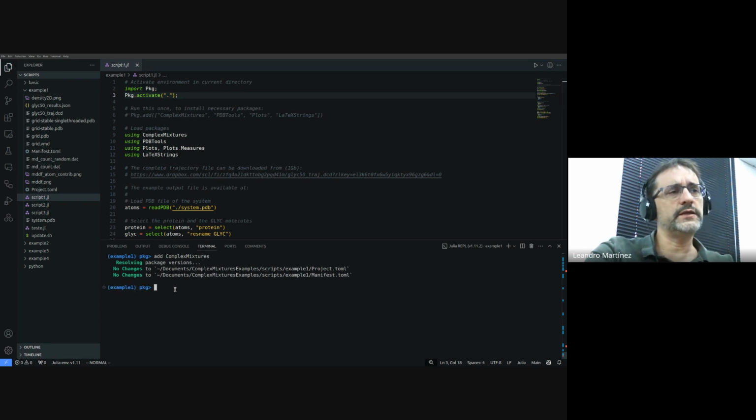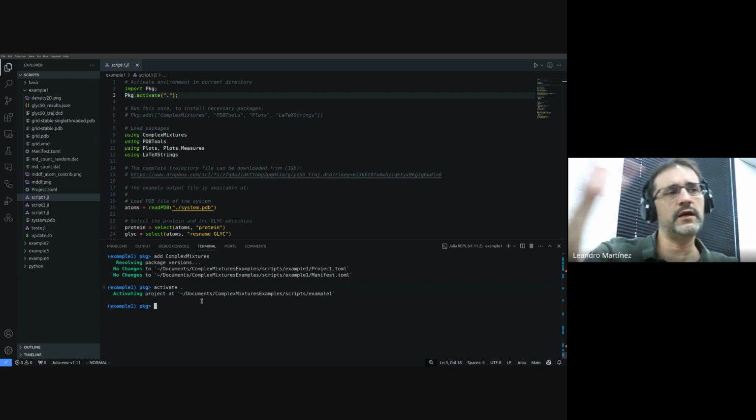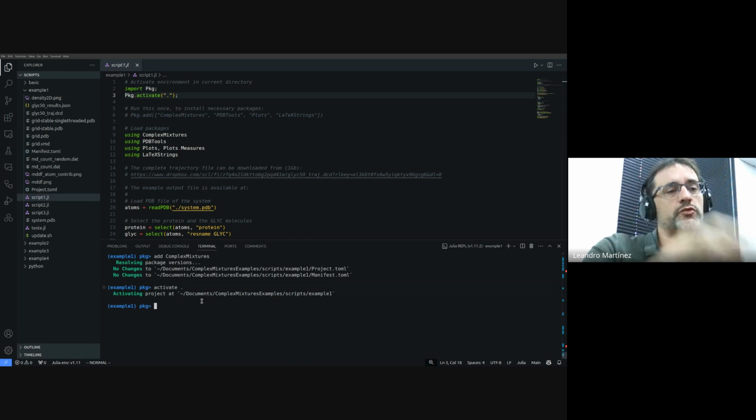So here it's already activated, but if I type it here, activate dot, I'm activating a project in the current directory, which means that this package will be installed in this project. It's more or less like an independent environment in Python or in other languages. So once you install the package in this directory, you have a reproducible state for your script and so on, and you won't need to reinstall the package again.